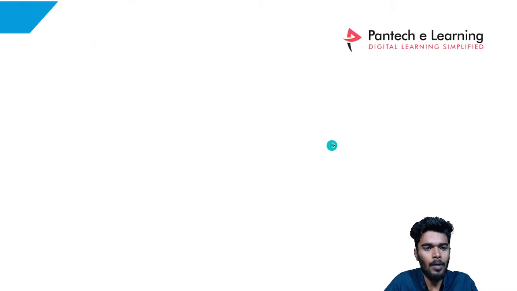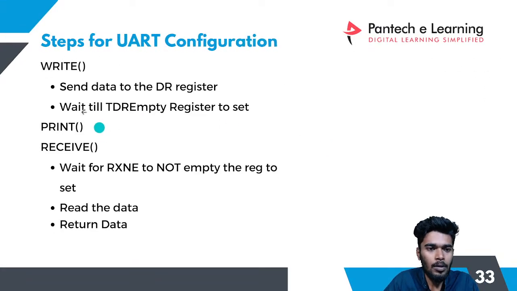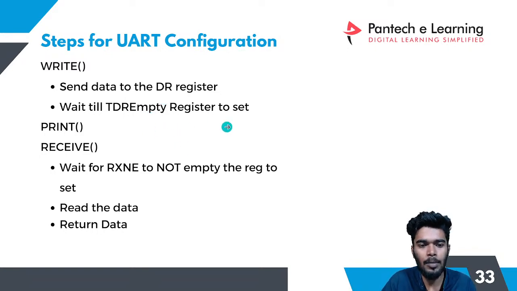So next step, what we have to do? Next we have to define the write function. Before defining the write function, we will send the data to the data register and wait till the data register gets accepted. If it gets settled, it means the data register is empty, that means the data has been transferred. So it will wait till the data register is transmitting the data.